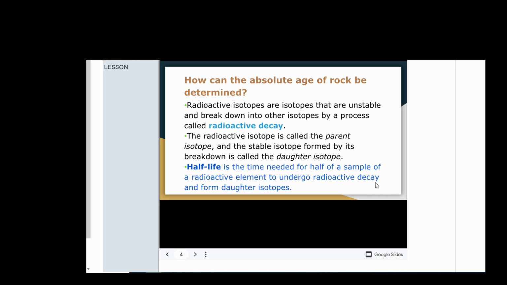The amount of time it takes for a sample to lose half of its original parent isotope is called a half-life. So we are going to measure how many half-lives we have in order to find the age of a rock. So if the half-life takes 20 years and we've gone through 4 half-lives, 4 times 20 is 80, so that sample is 80 years old.